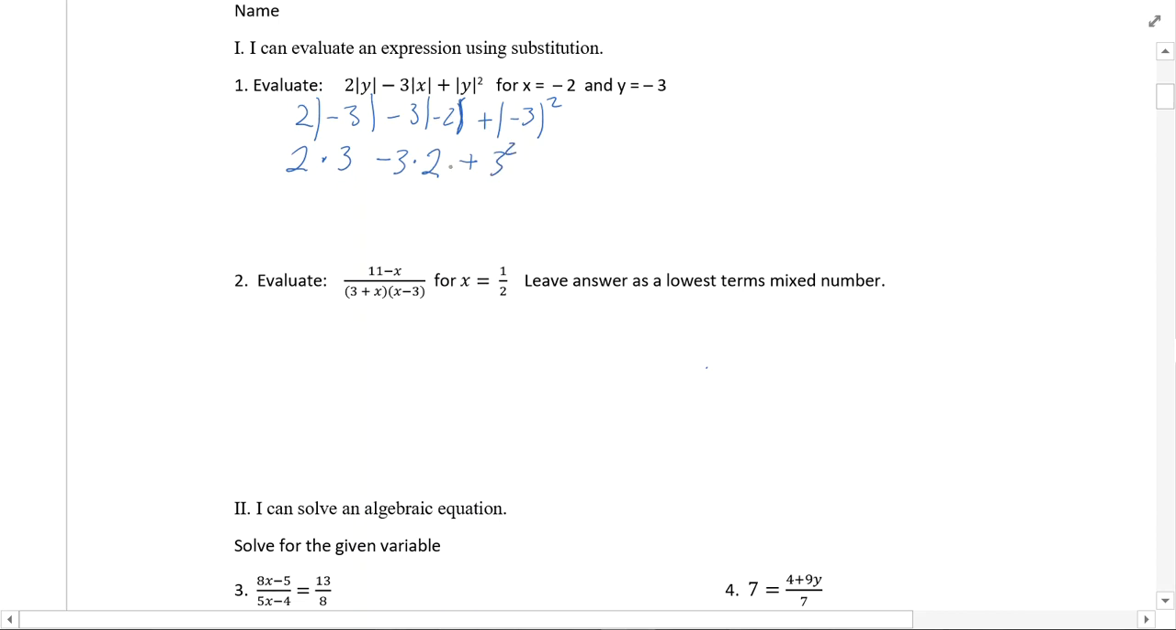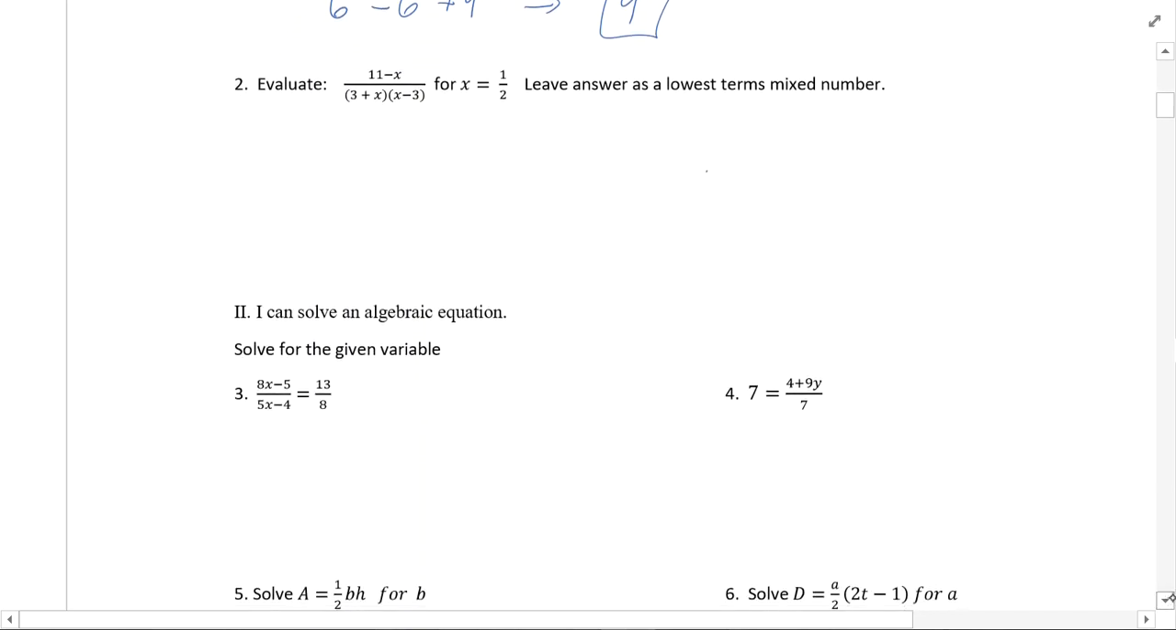All right, now that I've gotten rid of the absolute value, I'm just going to simplify. So I have 2 times 3 is 6, minus 6 plus 9. 3 squared is 9. And then 6 minus 6 is 0, plus 9 leaves me with just a positive 9. That's my answer. All right, another evaluate problem.